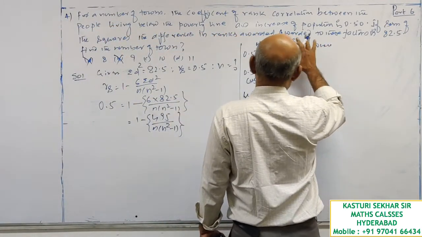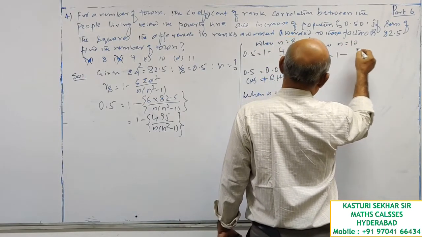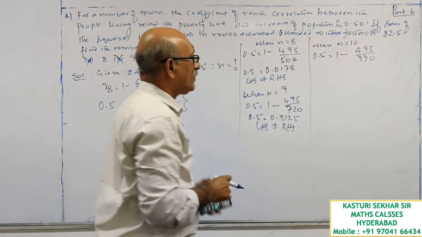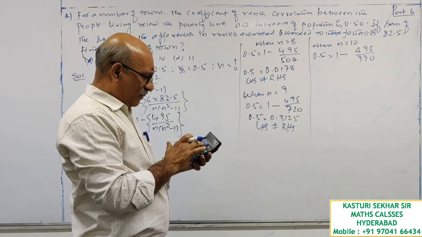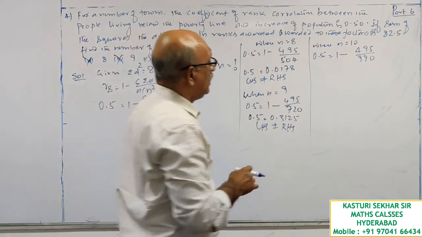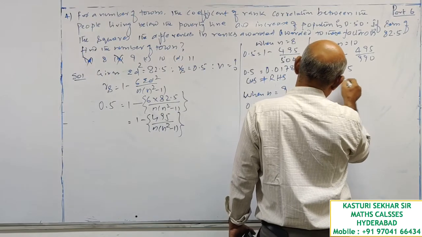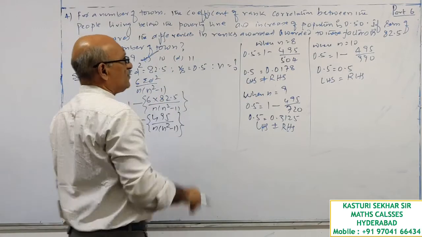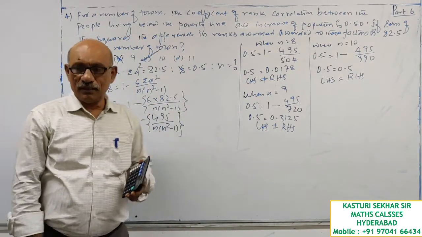When n is equal to 10, 0.5 is 1 minus 495 by 990. So 495 divided by 990 minus 1, this is 0.5 is equal to 0.5. Left hand side is equal to right hand side. Option C is the answer to the given question.